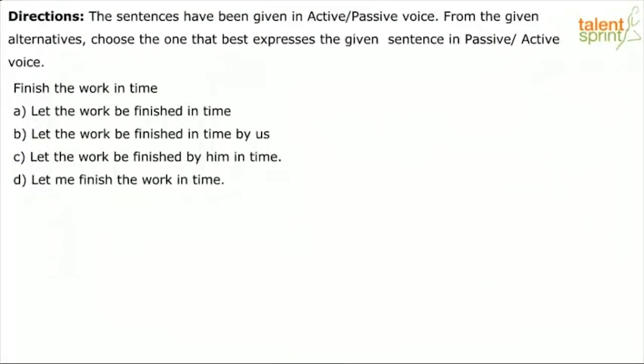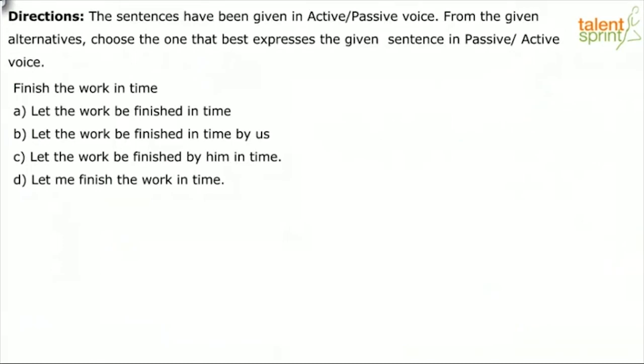So this is more like a command or an order, right? This has to be done. So we have A, B, C, D again. Let the work be finished in time. Let the work be finished in time by us. So if you look at it, we don't have, who is it specifically being spoken to. It's a very generic statement. Finish the work in time. So we don't have other subjects reflecting.